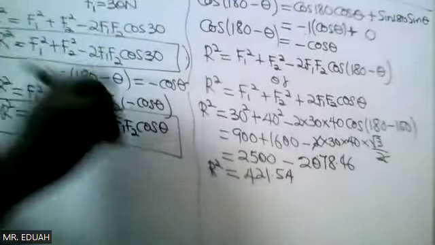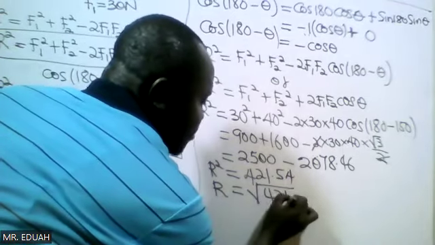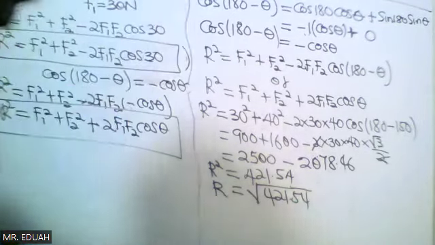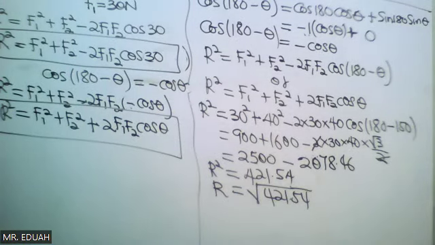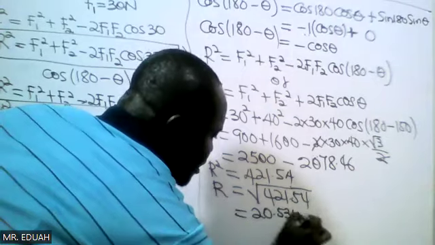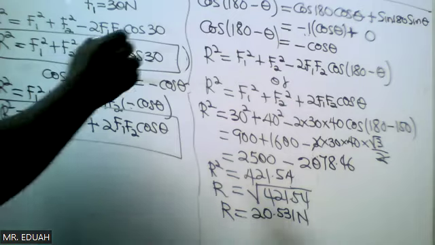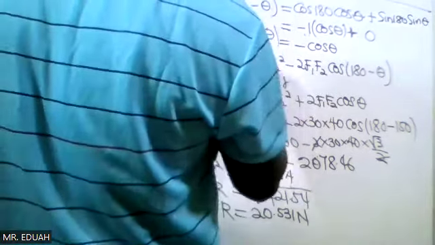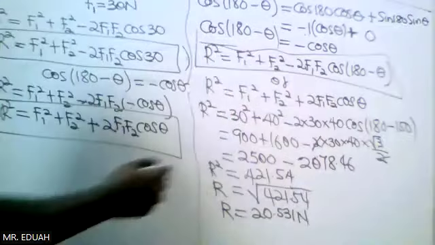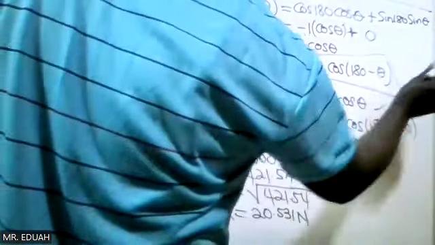Then take the square root of 421.54, which is 20.531. So 20.531 Newton is the resultant force. So if we are going by this, this is what we'll get as the resultant force. Let's go by the second formula, which is plus this.